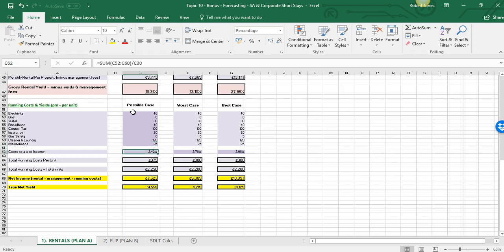You've got a calculation here that gives you a cost as a percentage of income. And then this gives you a running cost per unit per month. And then this gives you a total cost for all of the units, so across the whole building. Now you can start to see then how that starts to play in as a net yield. So our net income across the whole building is about £7,500 per month, and a net rental yield here about 14.5.